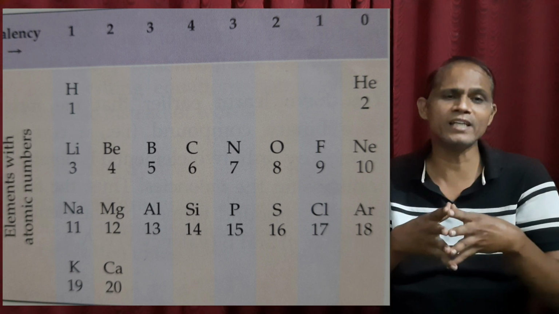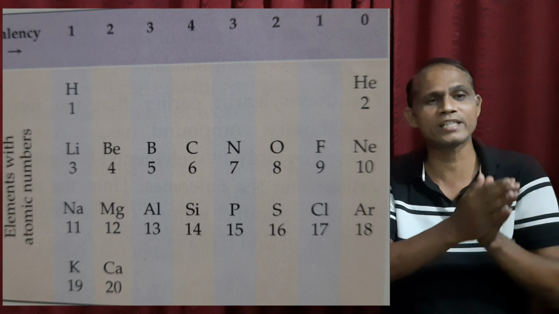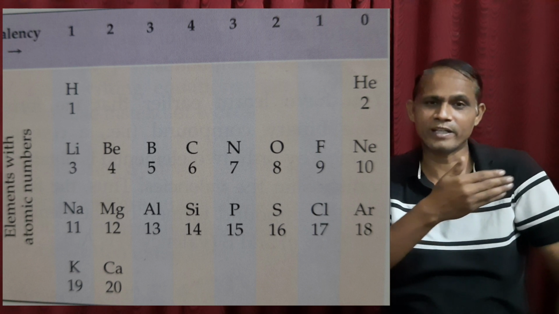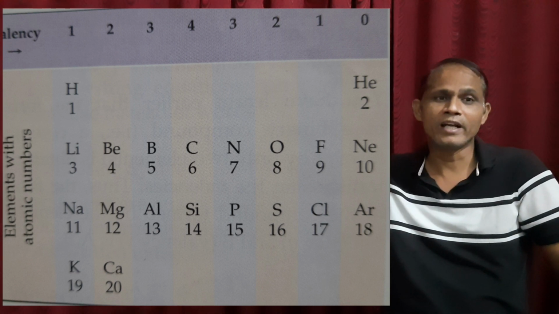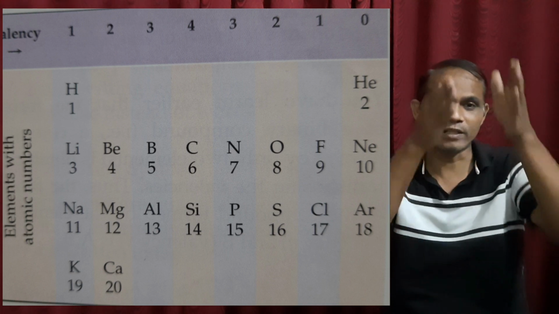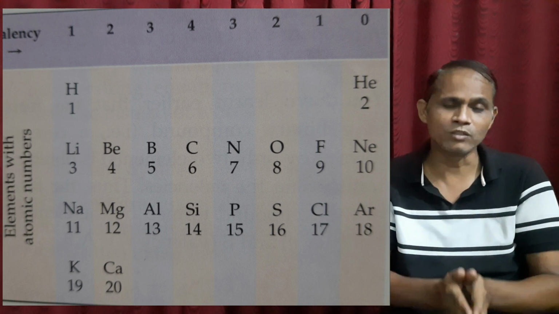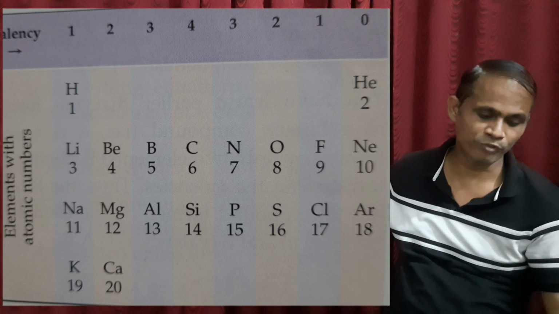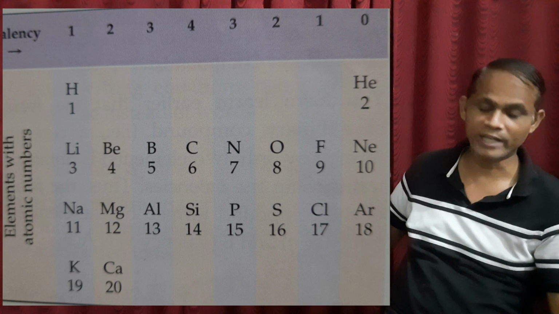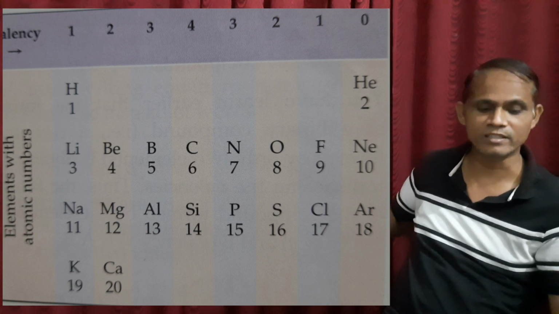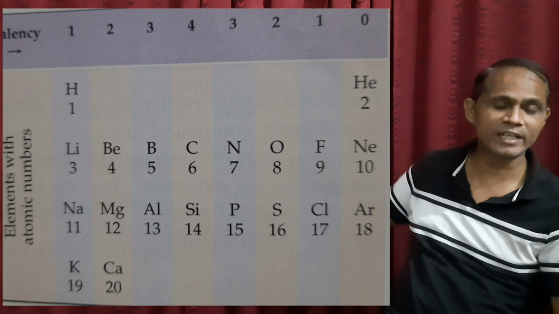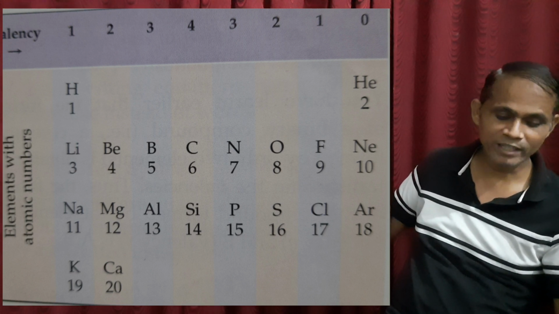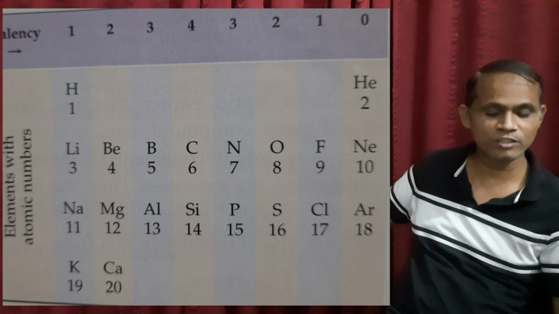If you arrange the elements in the order of their increasing atomic number, then the valency will increase along the row as the number of atoms increases, and the valency will remain the same in a particular column down the group. You can see over here the valency of hydrogen, lithium, sodium and potassium, all are having single valency. Similarly, beryllium and magnesium, their valency is 2. Beryllium valency is 2 and magnesium valency is also 2. Similarly, boron and aluminium, their valency is also the same.